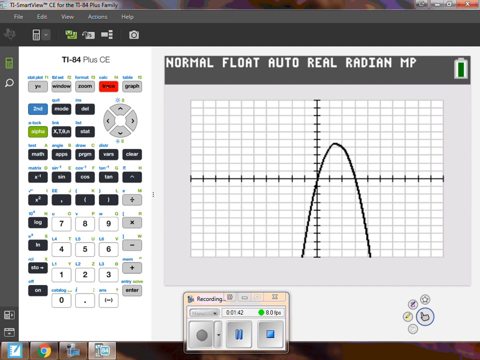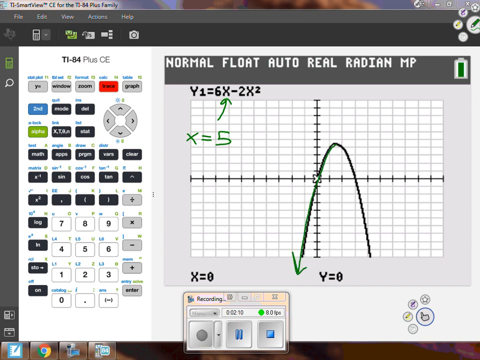Can I take any number in the world? I'm going to hit trace so it comes up. Could I put in 5, multiply it by 6 and take away 2 times 5 squared? Is 5 allowed to go into this function? Yes. Could I put in 17,000? Could you take 6 times 17,000 and take away? Yes, okay. So any number can go in. And you can see that because this parabola continues to go left and continues to go right, and it covers every x along the way.